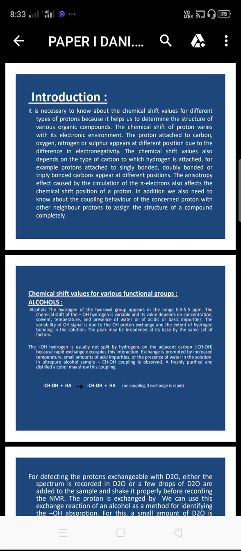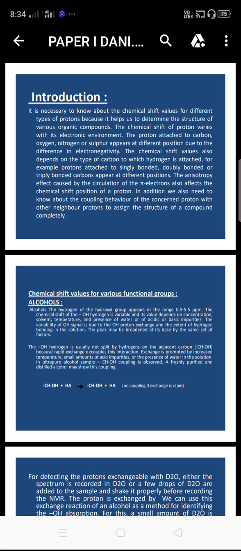It is necessary to know about the chemical shift values for different types of proton because it helps us to determine the structure of various organic compounds. The chemical shift of proton varies with the electronic environment. The proton attached to carbon, oxygen, nitrogen or sulfur appears at different positions due to the difference in electronic activity. The chemical shift values also depend on the type of carbon to which hydrogen is attached.